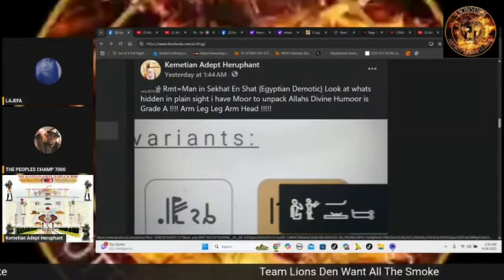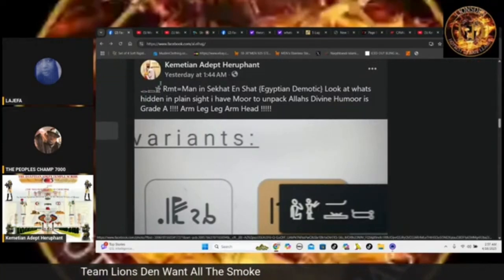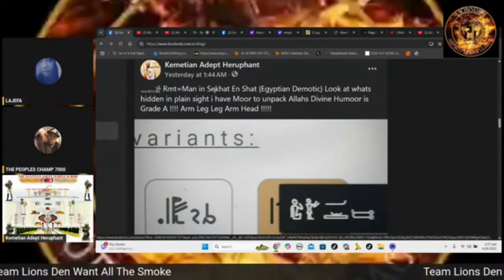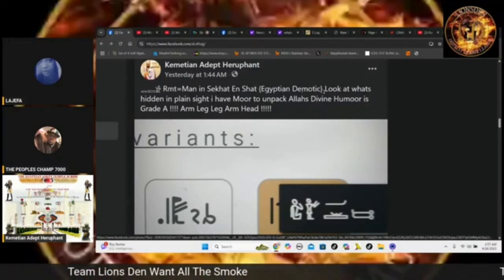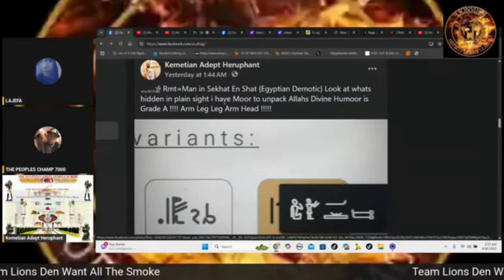Remember, I was talking about remet. Remet means people. That's the symbol for remet. Sometimes they be squatting, sometimes they be standing. But I said remet, which equals man, is second inshot. Second inshot means Egyptian demotic. I'm calling it by what it's really known as, opposed to just saying demotic. I say, look at what's hidden in plain sight. I say, I have more to unpack.